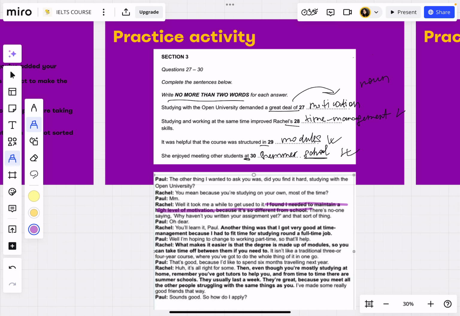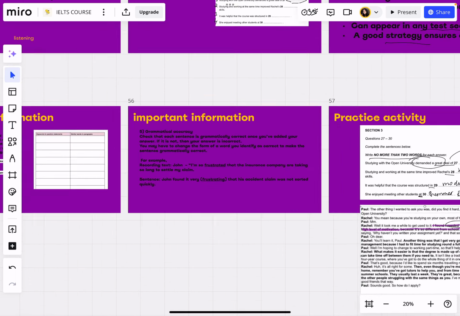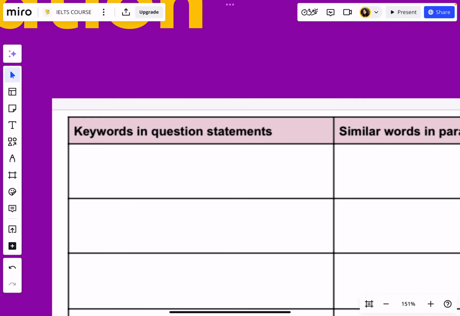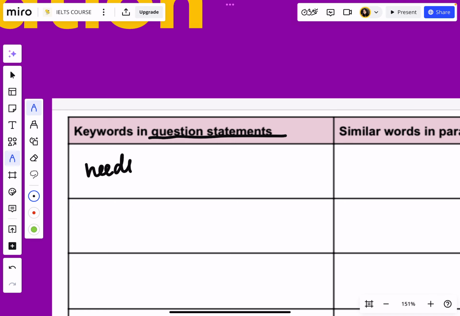Көрдіңіздер ма? Demanded, I needed to maintain, мына жердегі нәрсе, I needed to maintain, сосын demanded деген нәрсе екеуі бір-біріне не болып тұр? Екеуі бір-біріне paraphrasing болып тұр. Значит, сіздер не жаққа аласыздар? Keyword in the question statement не деп жазылып тұр да? Maintain. Needed to maintain.